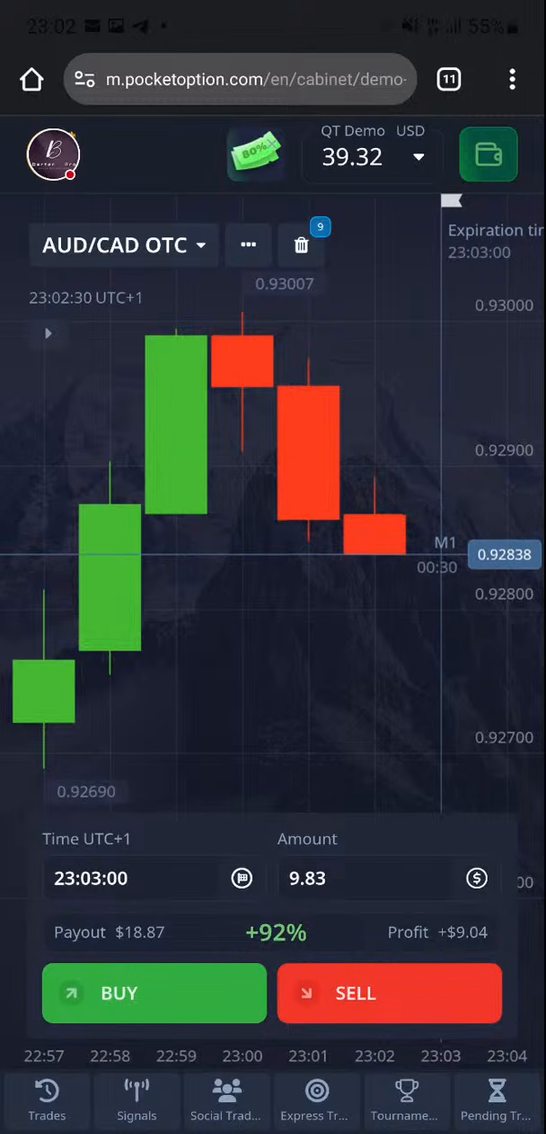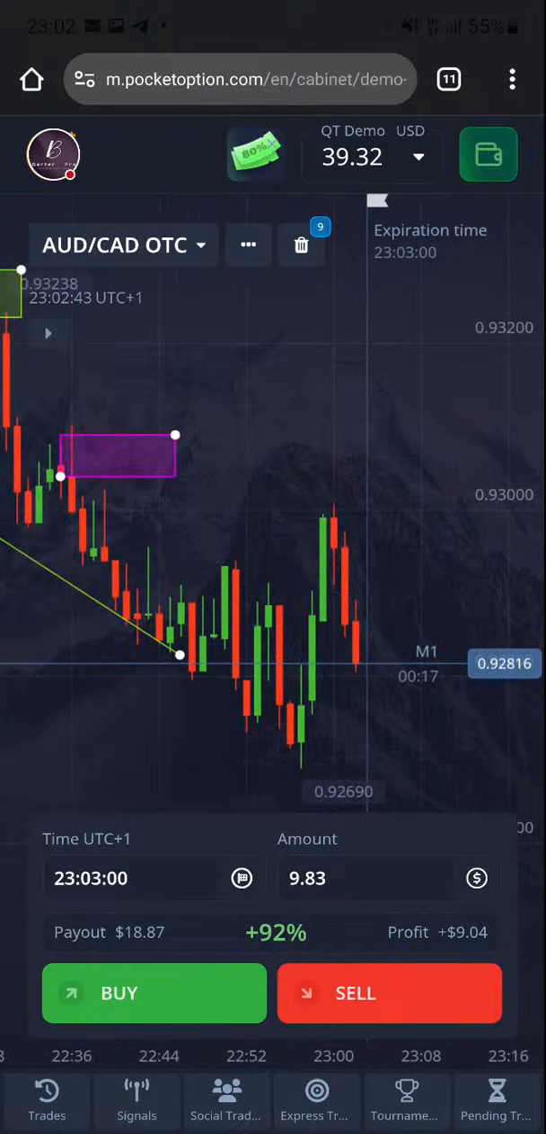You understand? Gap up is in the favor of the sellers. Gap down is in favor of the buyers. If you're planning to go with the buyers and you have a gap up, you don't go again. You stop. You understand? That's exactly what's happening.